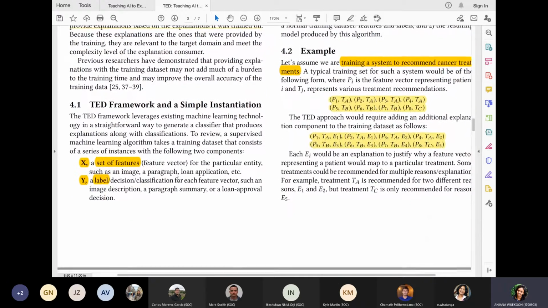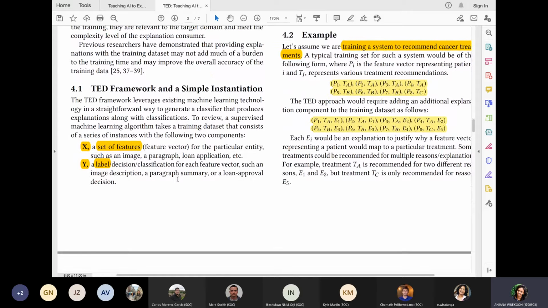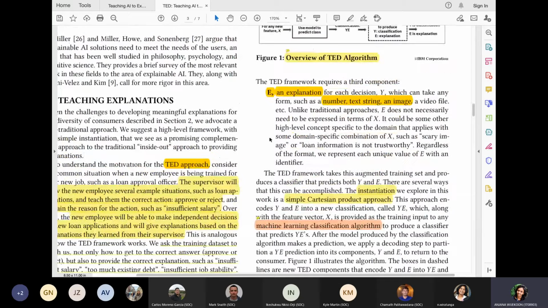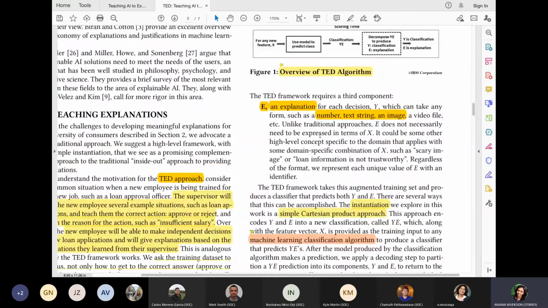So then going into the formalization of their method, they introduce the set of features, the labels, and the explanation. In this case, yes, we are modeling it as a supervised learning algorithm. We have the data instances, the features X, the label Y, which are the things we are familiar with. But it also has a third component, which is an explanation. For each data instance and its label, there's an explanation which can take any form. It's a bit of a stretch to say it can take any form, but let's go with it for now.